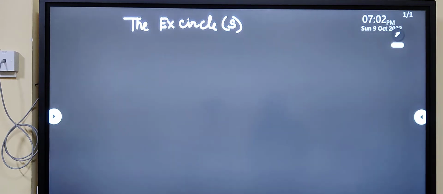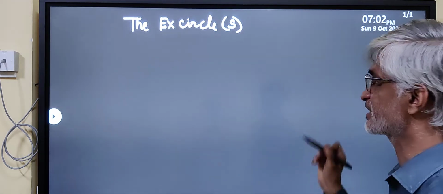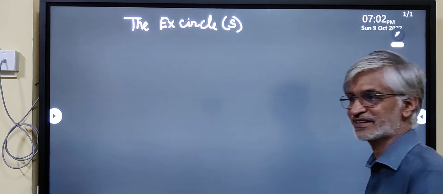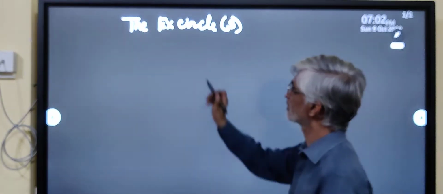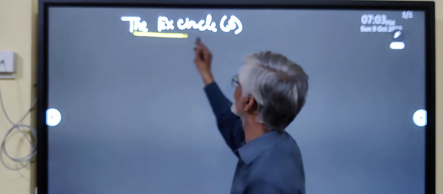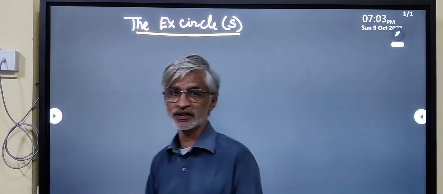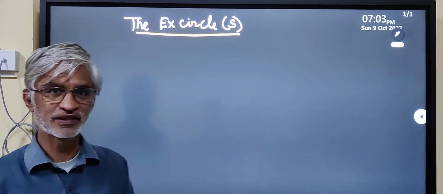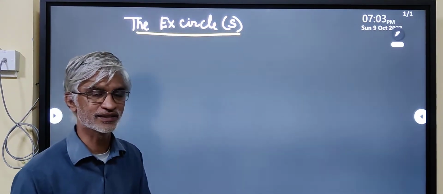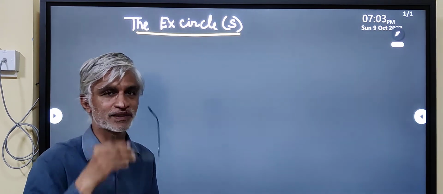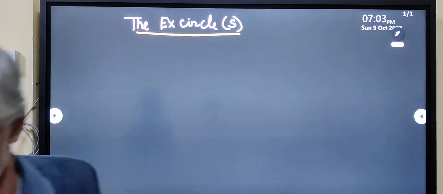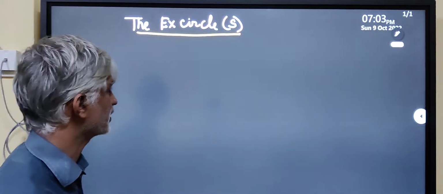Right, let's see how I can do on this next lesson in geometry, which is the excircle. Now, I'm a little apprehensive. This is not difficult, but everything depends on how well I can draw the diagram. So let me have a go.